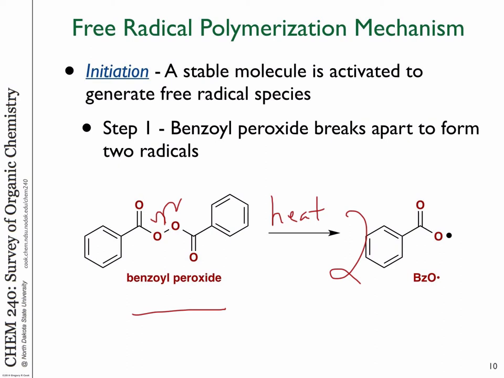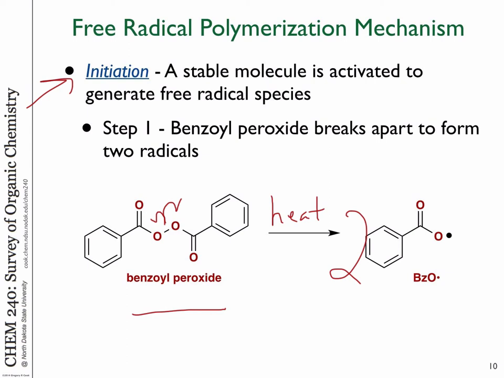Okay. So many, many free radical reactions, whether it's polymerization or other things, have three parts to it. There's initiation, to take something where you have no radicals to begin with and generate reactive free radicals. That's referred to as initiation. And that's what's happened here. Benzoyl peroxide has no unpaired electrons. We heat it up, we break it apart, we have reactive free radicals.